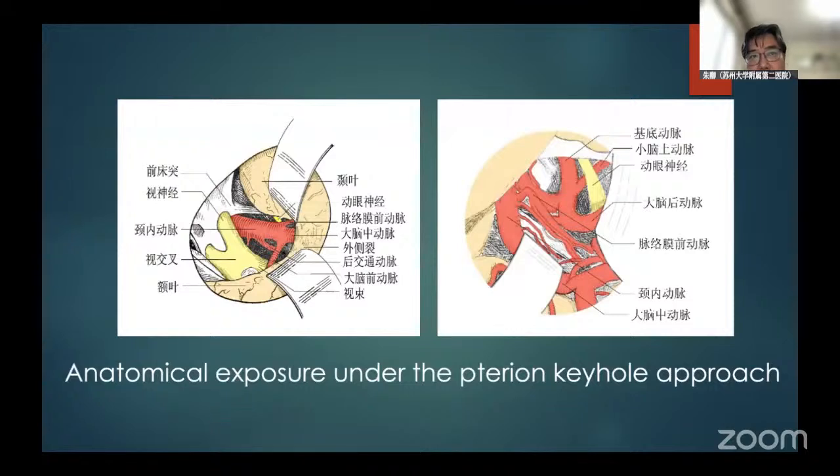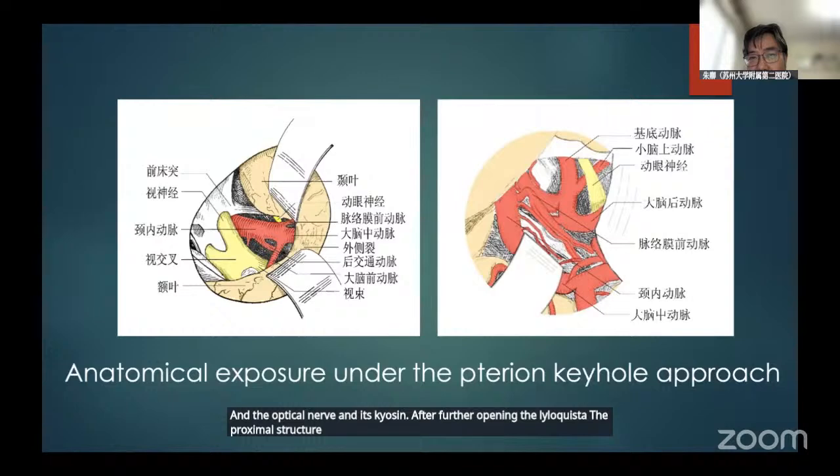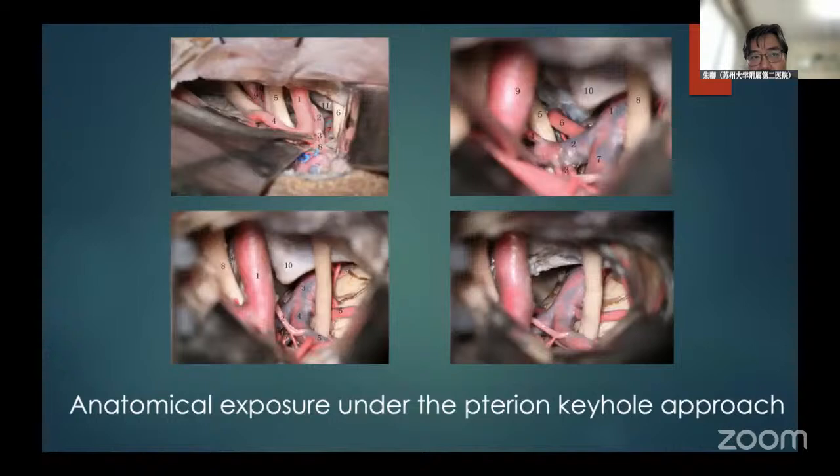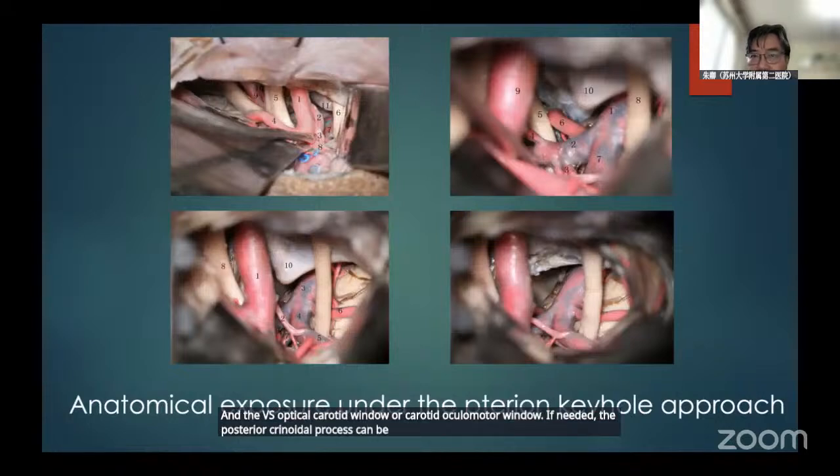After opening the Sylvian fissure, we can explore the internal carotid artery and its important branches, and the optic nerve and chiasm. After further opening the Liliequist membrane, the proximal structure of the basilar artery can also be found. Via the opticocarotid window or carotid-oculomotor window, if needed, the posterior clinoid process can be removed by high-speed drill to obtain a larger space for controlling the proximal basilar artery during aneurysm surgery.